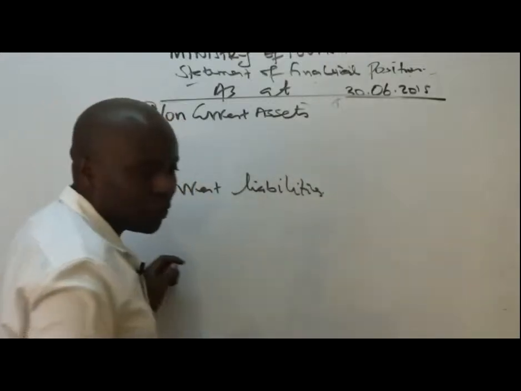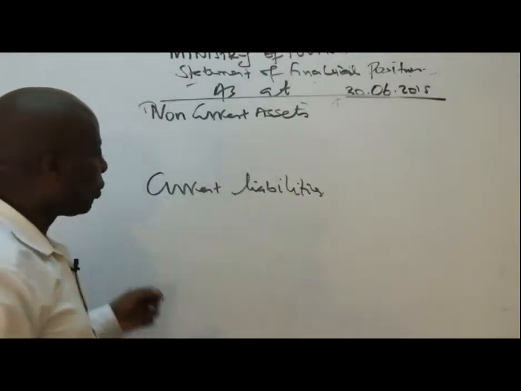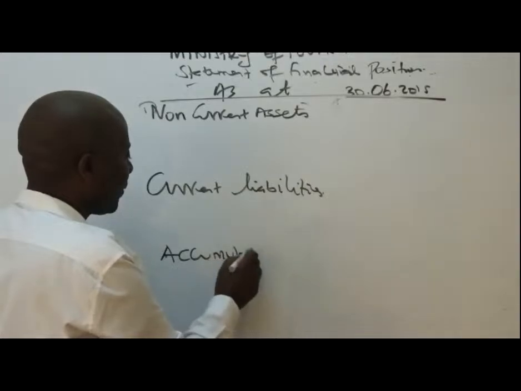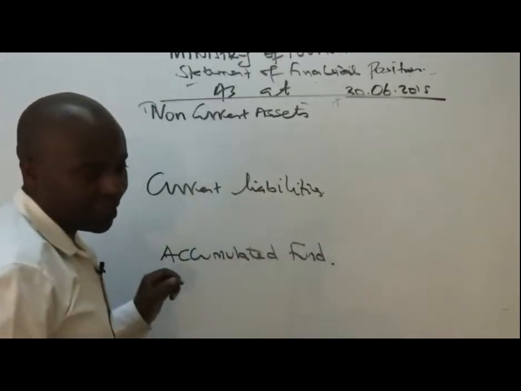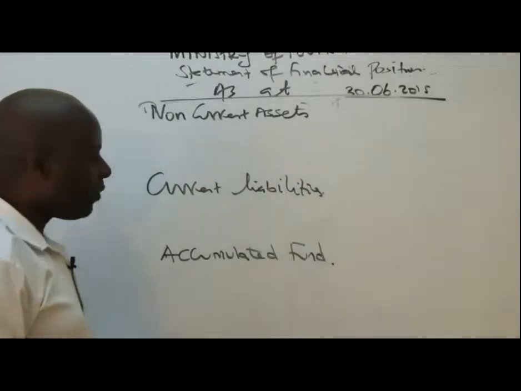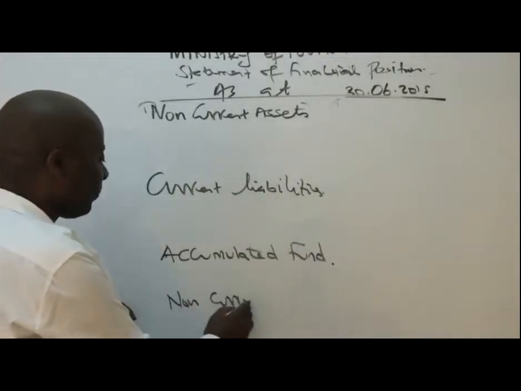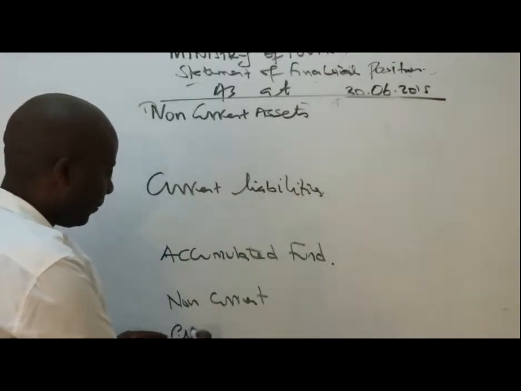We have the equity, but we don't talk of equity here. Here we talk about the accumulated fund. For government, we don't use equity. Accumulated fund. And then we have liabilities, which are divided into two. So we have the non-current, and then lastly, we have the current.